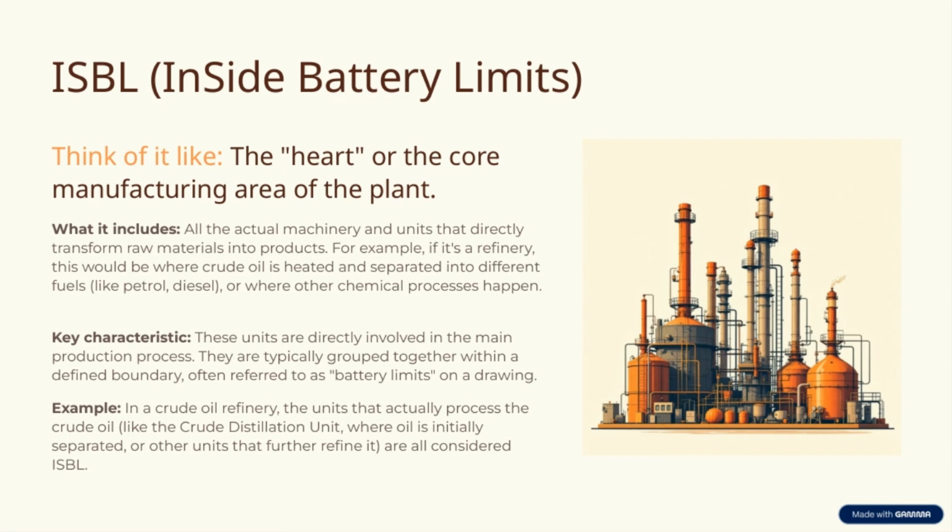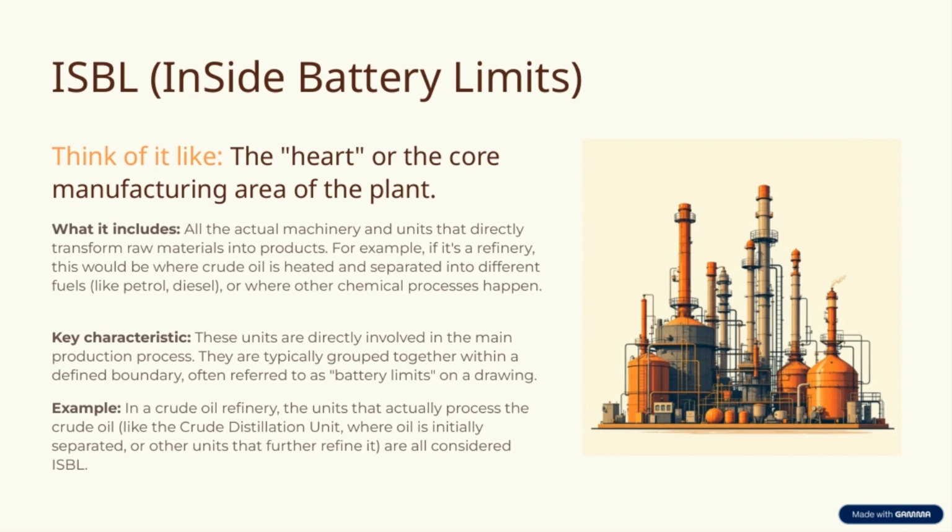Let's take a closer look at ISBL, or inside battery limits. Think of it like the heart or the core of the manufacturing plant. This area includes all the actual machinery and units that are directly involved in transforming raw materials into finished products. For example, in a refinery, this is where crude oil is heated, separated into different fuels like petrol and diesel, or where other chemical processes take place. The key characteristic of these units is that they are directly involved in the main production process.